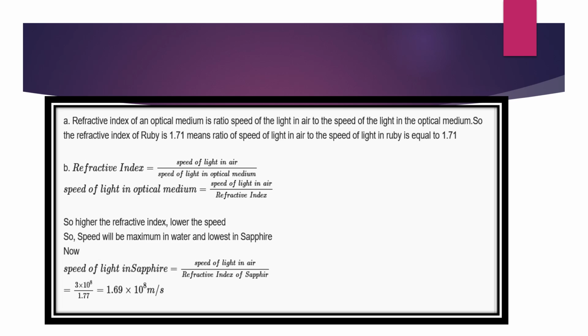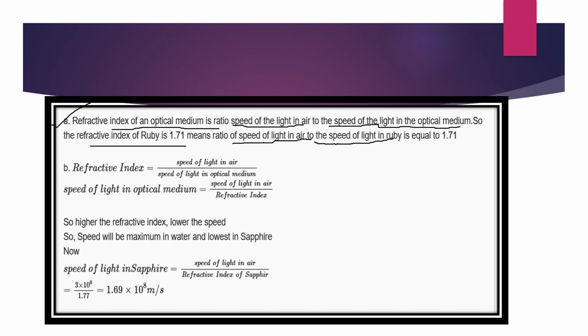So yeah, the answer for your first part. The refractive index of an optical medium is a ratio. It's given by speed of the light in air to the speed of light in any optical medium. So the refractive index of ruby is 1.71, which means the ratio of speed of light in air to the speed of light in ruby is equal to 1.71. That is only a refractive index value.